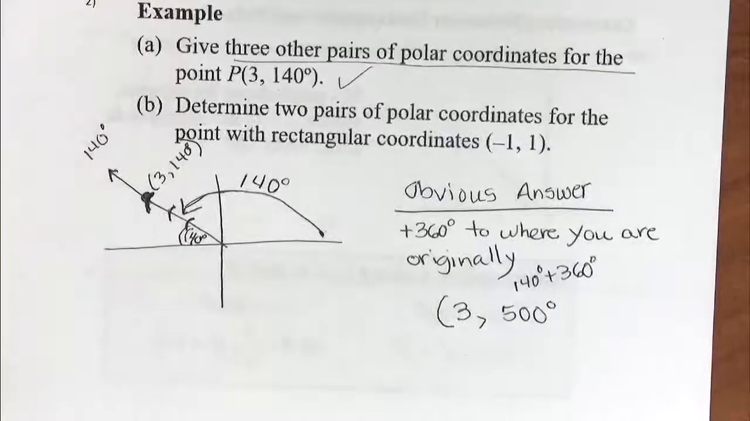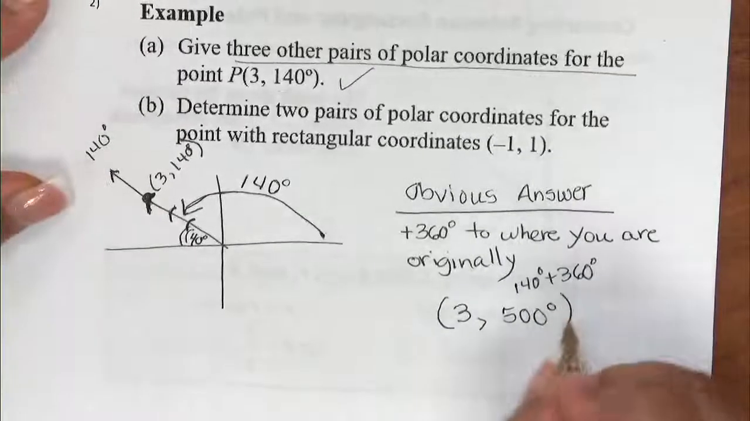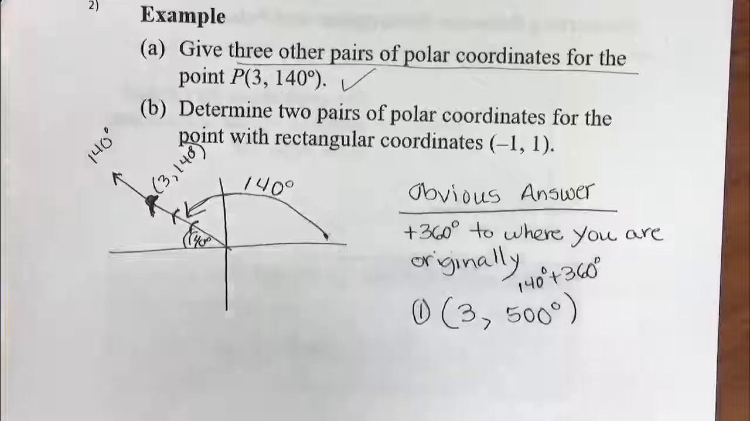It said give 3 additional answers. So this is one of them. What's another thing I could do? Now you're probably milling some other possibilities in your head at this point. What's another way I could land right smack dab on that point that I originally drew?